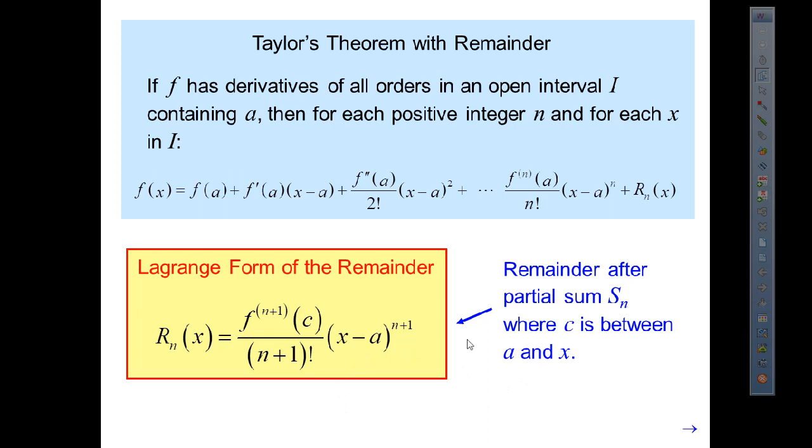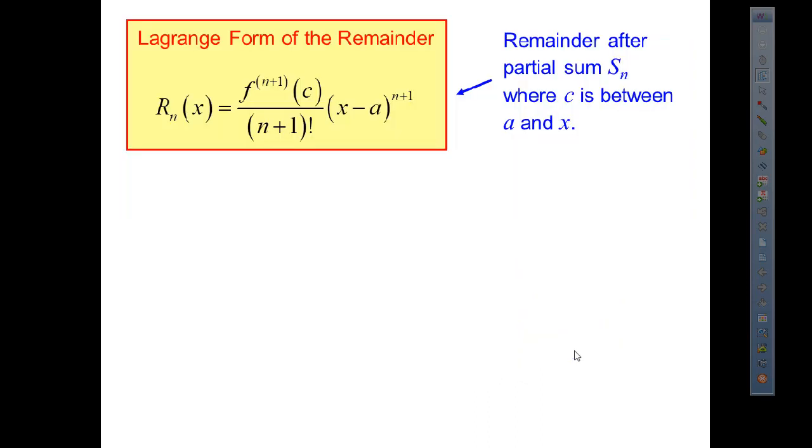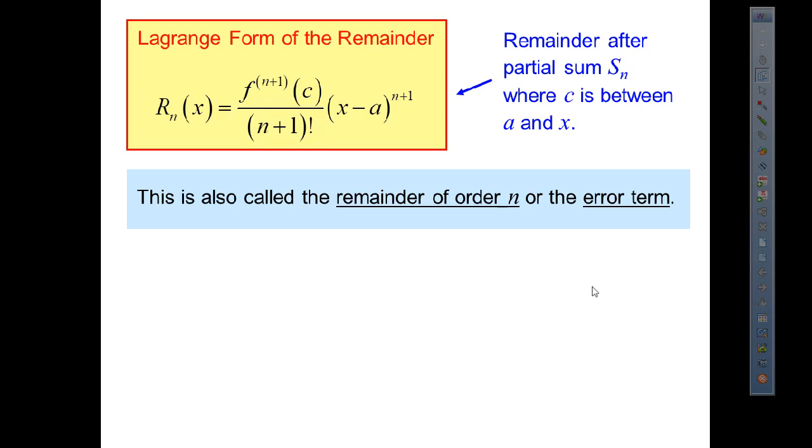Now, this is the remainder after the partial sum s sub n, where c is between a and x. That's what this is. It's the remainder after the partial sum of n terms, where c is some number between a and x. Now, this is also called the remainder of order n, or the error term.